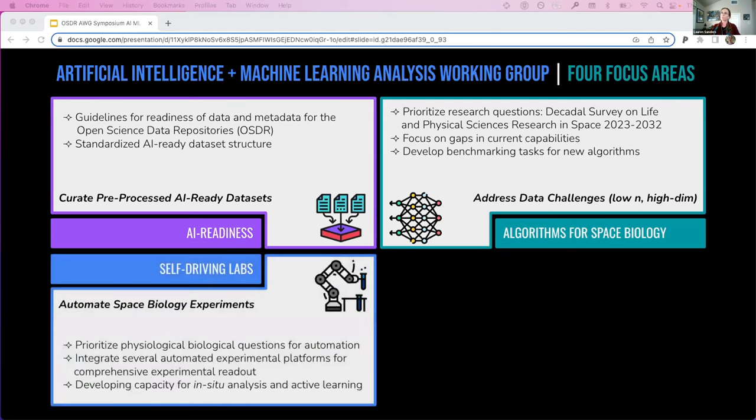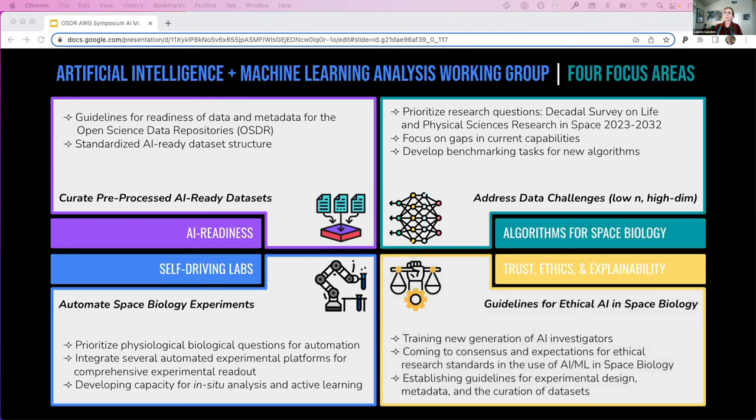The third focus area has an emphasis on self-driving labs, which are automated closed-loop AI-enabled experimental platforms. Here we're going to prioritize physiological, biological questions for automation and work on integrating multiple automated experimental platforms and getting comprehensive experimental readout. Our goals are to help develop the capacity for in situ analysis, so on a spacecraft or on a CubeSat, and active learning, so an AI system that can react to input. The fourth focus area is supporting trust, ethics, and explainability for AI and space biology. It's particularly important to us to help train the new generation of AI investigators to conduct ethical experiments and to help establish consensus and expectations for ethical research standards for the use of AI ML in space biology.